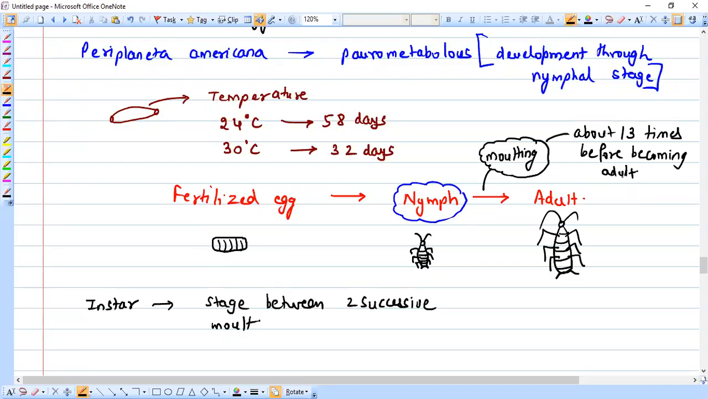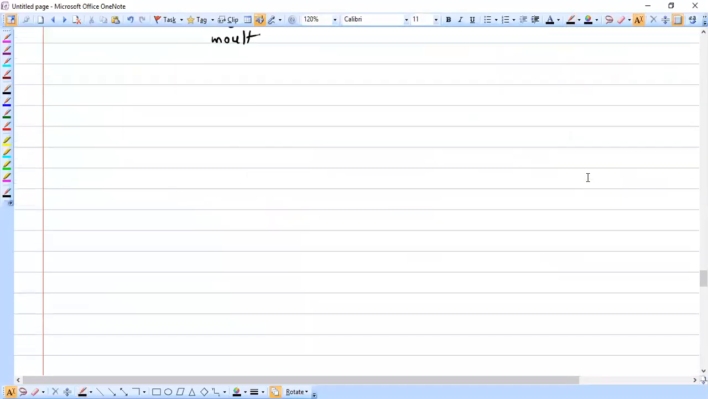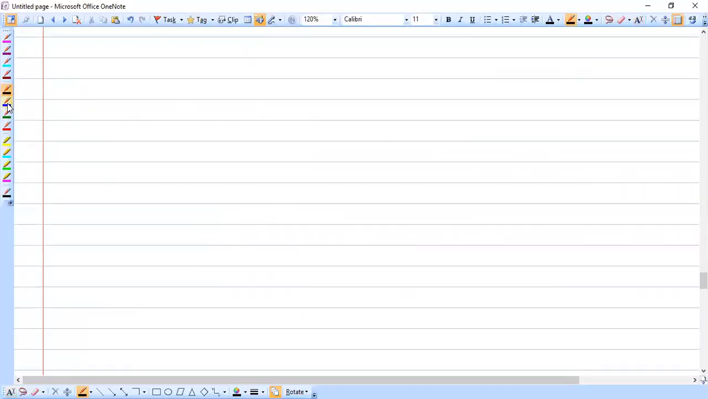In the nymphal stage, basically they have wing pads. When I say wing pads, it means they will not have wings, they will just have wing pads, and the adult cockroach will show the presence of wings. So this is all you should know about fertilization and development of the egg. Let's talk about the next important part of the cockroach, that is interaction with mankind.